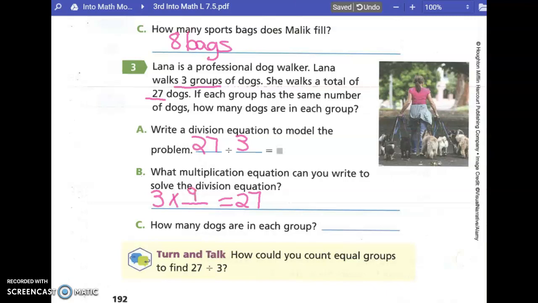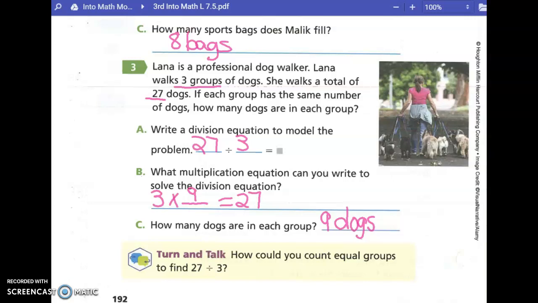How many dogs are in each group? 9 dogs. Okay, if you're on the recording, go ahead and stop it and catch up if you need to. The turn and talk at the bottom says, how could you count equal groups to find 27 divided by 3? What would you need to skip count by?